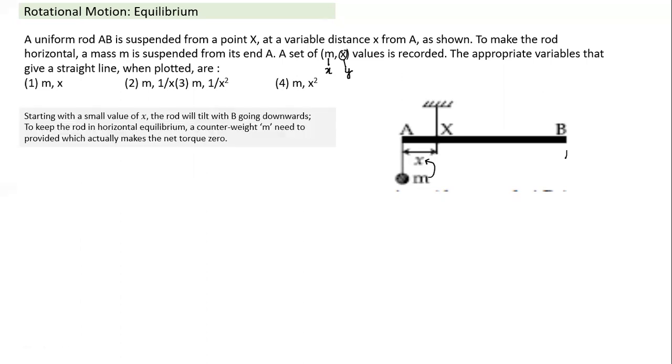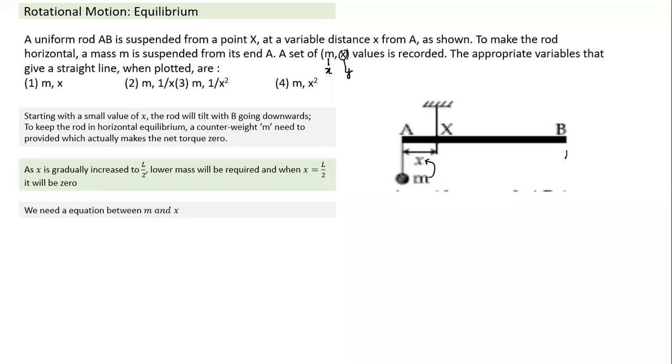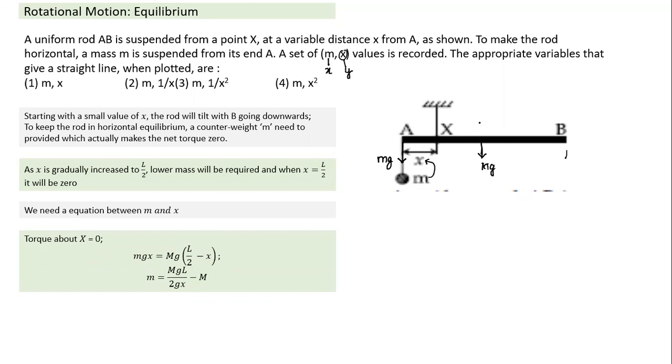Finding the relationship is easy using rotational equilibrium. If I take torque about x equal to 0, only two forces are acting. One force, of course, is mg acting at end A. The other force acting is the weight of the rod, which will act at the center of mass, always at the constant point at a distance of L by 2 from here. One acts in the anti-clockwise direction and the other in the clockwise direction, so one is positive and the other negative.